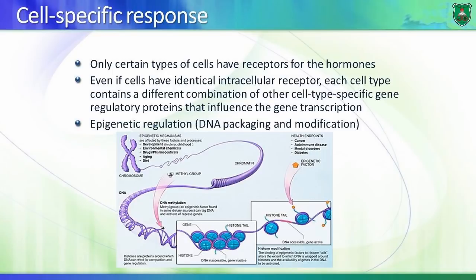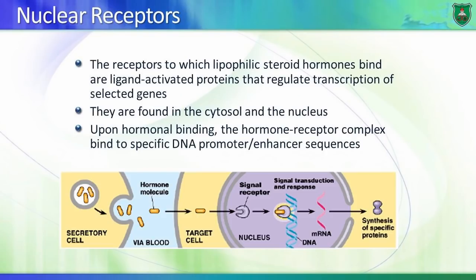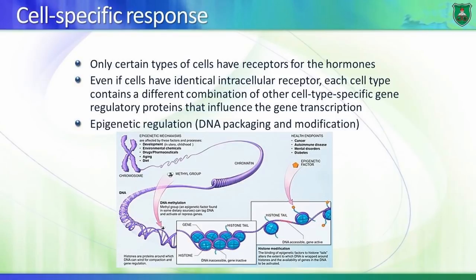And the control of gene expression is cell specific. It's cell dependent. The reason is that you have the involvement of other co-regulatory molecules. When you have the hormone receptor complex bound to the DNA, you have the formation of a complex associated with this. Other proteins are recruited, and they bind to the hormone receptor complex, and they can change gene expression by modifying the structure of DNA.